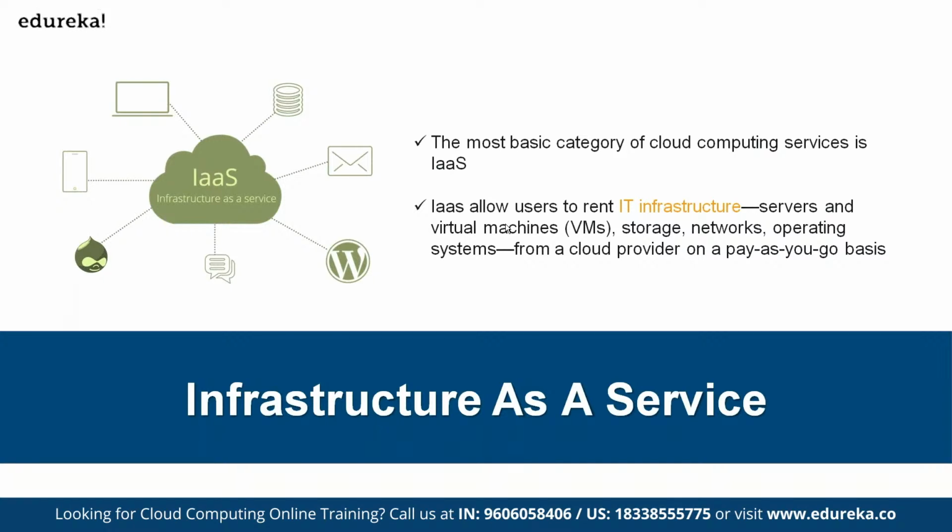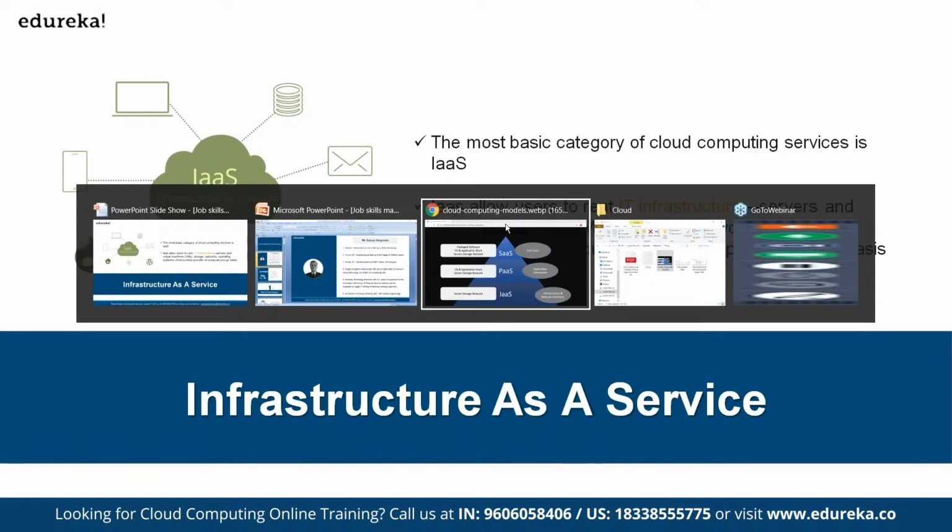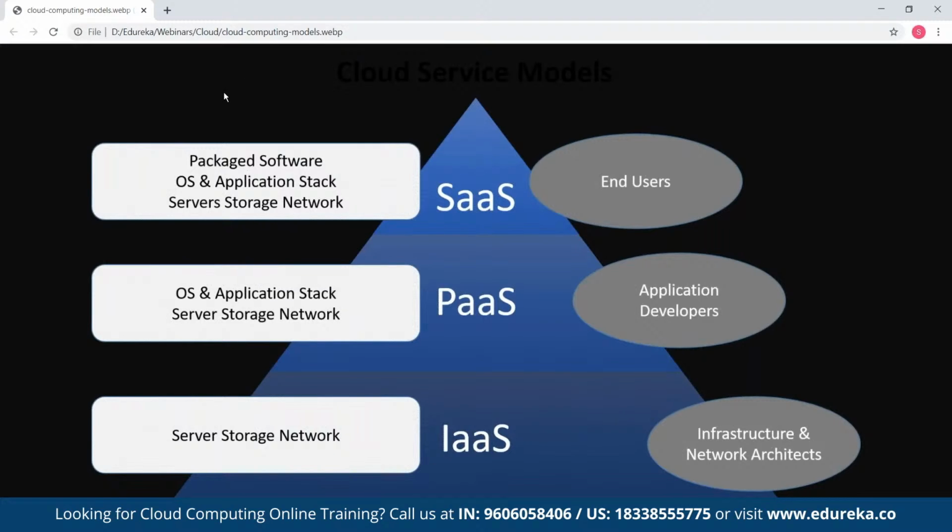At the very base layer, let me show you this picture. This is very clear. You have infrastructure. What you get when you subscribe to this cloud computing model is servers, storage, and the network. I'll talk about examples of infrastructure as a service, but let's get a broad understanding first.